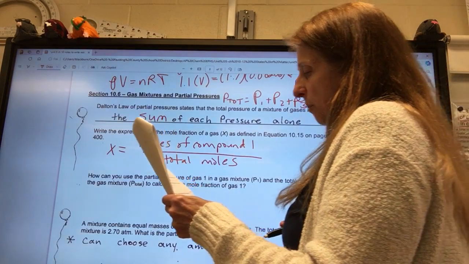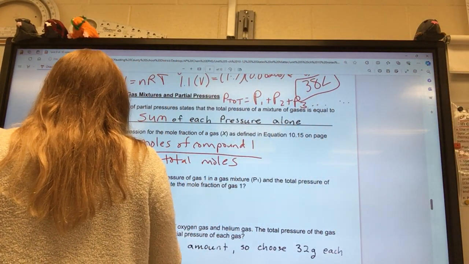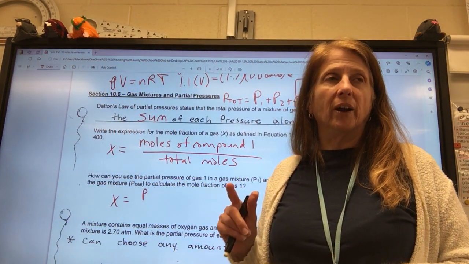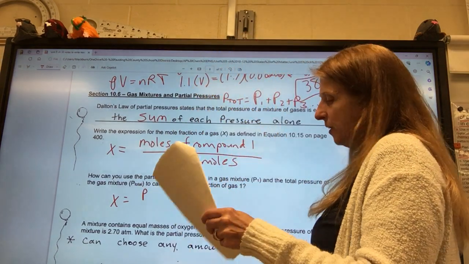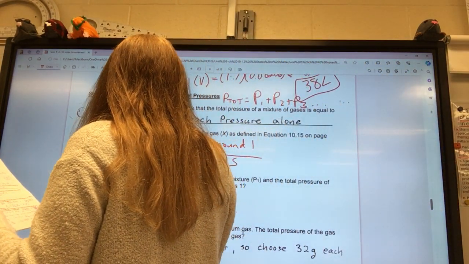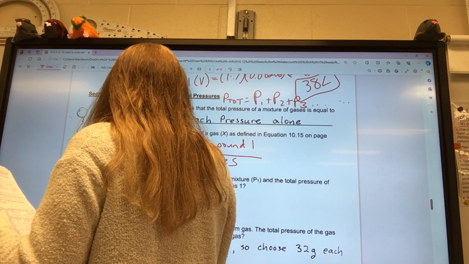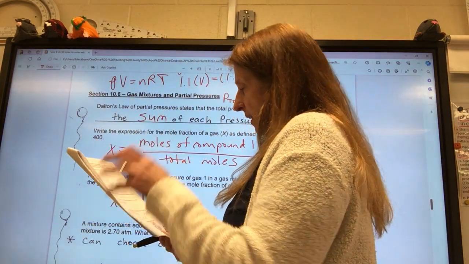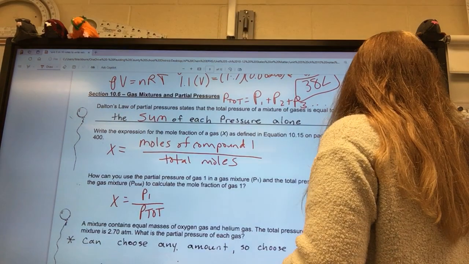So what is the formula? X equals, so the moles is related to the pressure directly. Just like you could do this mole fraction where it's moles divided by the total moles, you could do one pressure divided by the total pressure. And these ratios are equal. They are equal ratios.